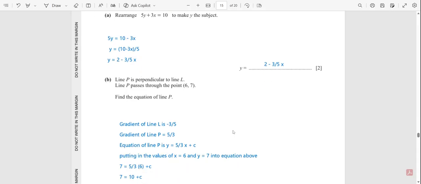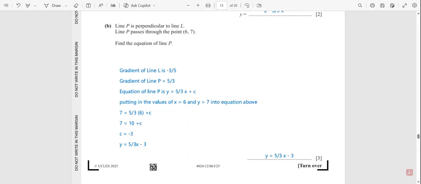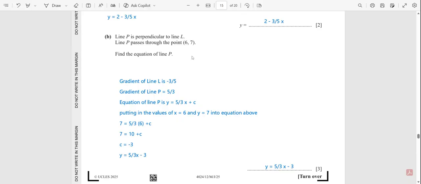Now line P is perpendicular to line L. Line P passes through the point (6, 7). Find the equation of the line P. The gradient of the line L is minus 3 by 5 from the previous part. The gradient of the line P will be 5 by 3, because when two lines are perpendicular to each other, the product of their gradients is minus 1.